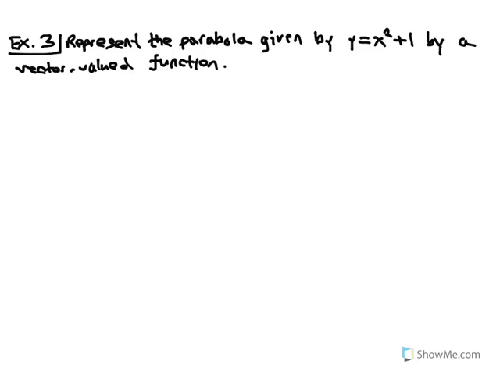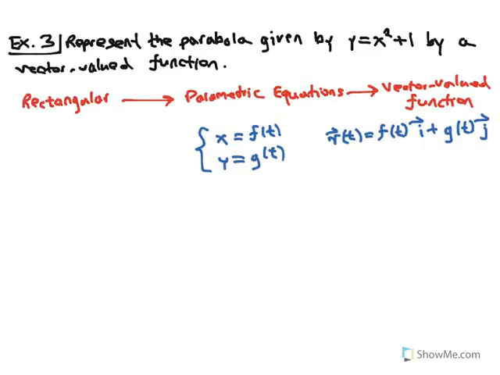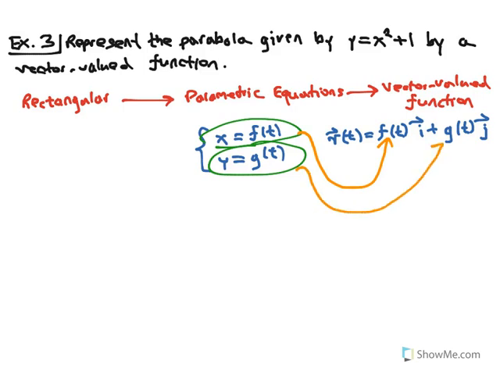We have example 3 from the textbook. Represent the parabola given by y is equal to x squared plus 1 by a vector valued function. To do this problem, we recognize that if we have a set of parametric equations, it's very easy to convert your set of parametric equations into a vector valued function. You would just take the parametric equation for x, and that would become the horizontal component of your vector valued function.